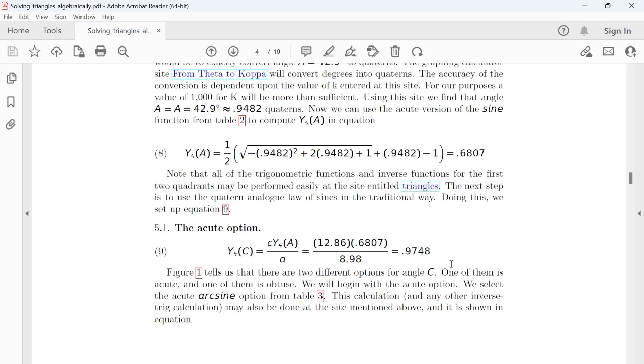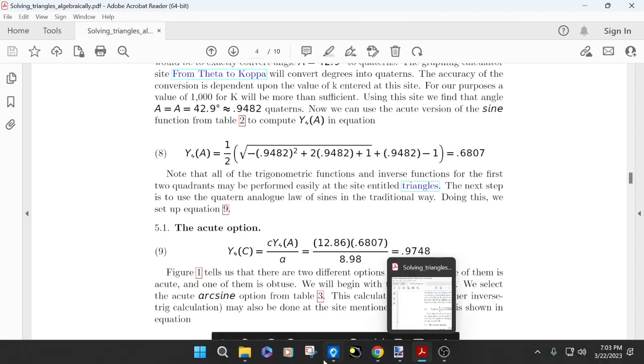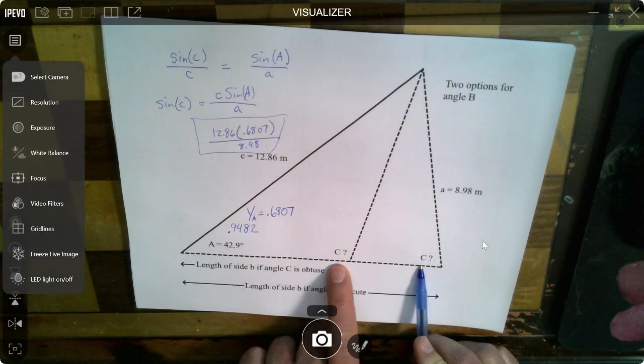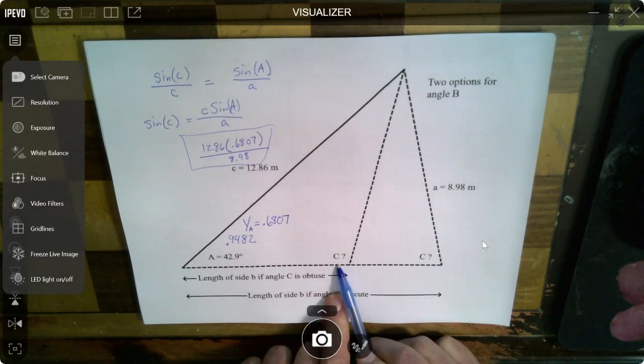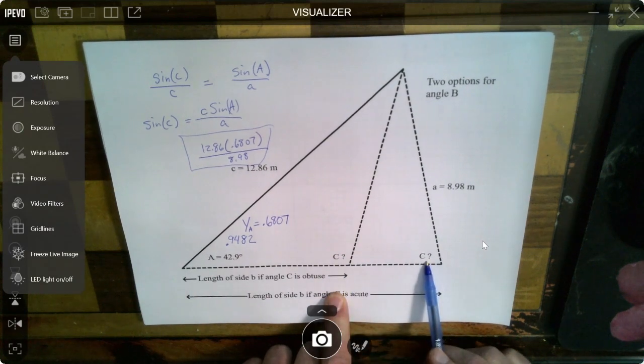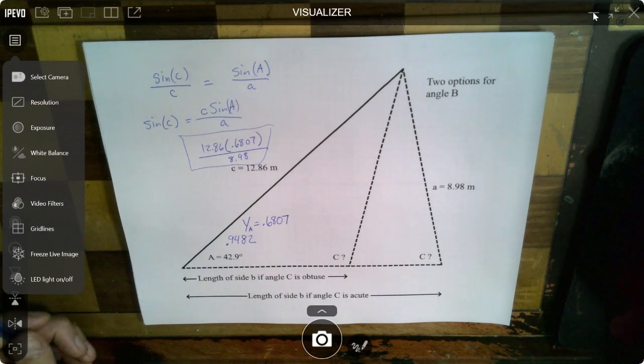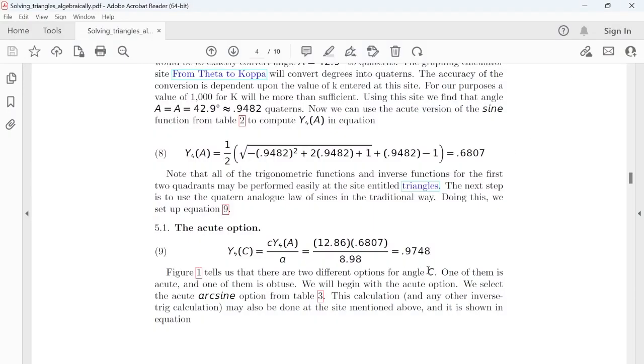is an acute angle. And remember, we have two options for C, right? We have two options for C here. We have an obtuse angle, and we have an acute angle. So since we got a value for C in this case that is acute because it is less than 2, then that means it's this one. So this is y of C, which is the sine ratio for C.